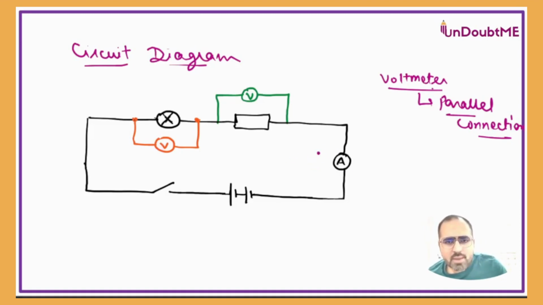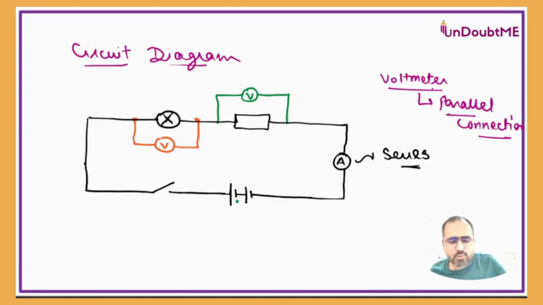Now, if you look at the ammeter, it will make more sense why we are calling that in series. Whenever we say series, series means it will be connected in the main circuit. So here, this ammeter is connected in series, because it is not applied across any other device. It is connected in the main circuit. So we call that connection a series connection.